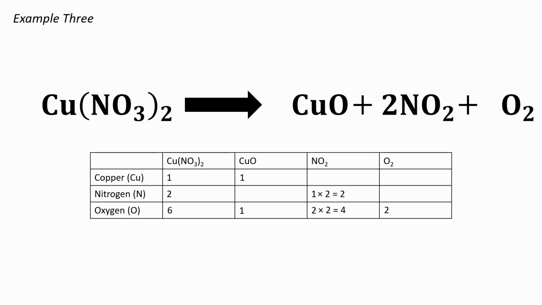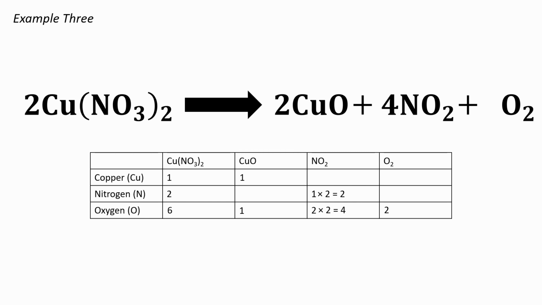And lastly is oxygen. And as we can see, we have 6 oxygen on the reactant side and unfortunately currently 7 on the product side: 1 from CuO, 4 from NO2, and 2 from O2. Here, the only thing we can really do to solve the reaction equation is increase the amount of Cu(NO3)2 by 1. So, now we have 2 Cu(NO3)2, and we'll once again balance the reaction equation with respect to Cu(NO3)2. So we now have 2 CuO and 4 NO2.